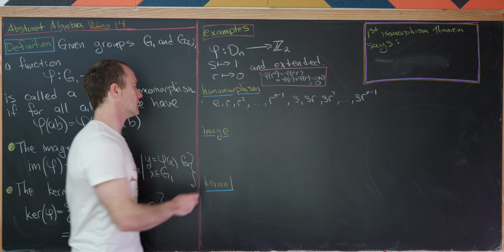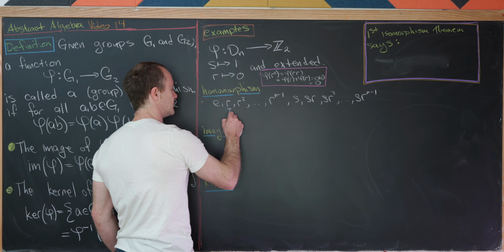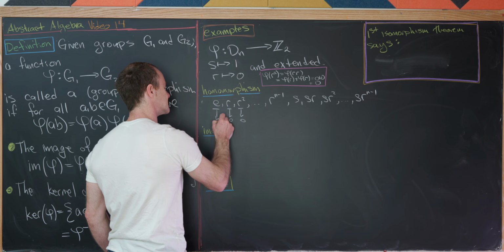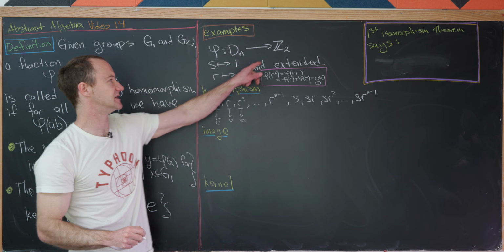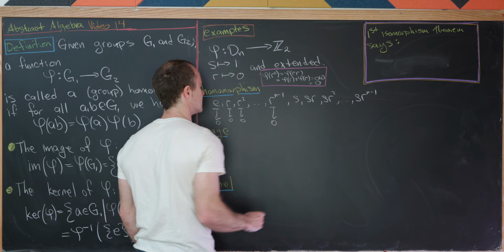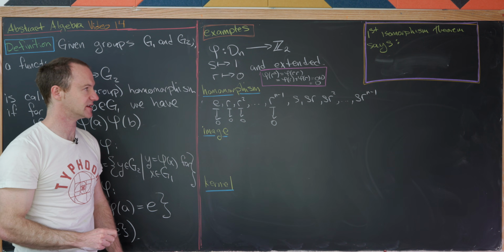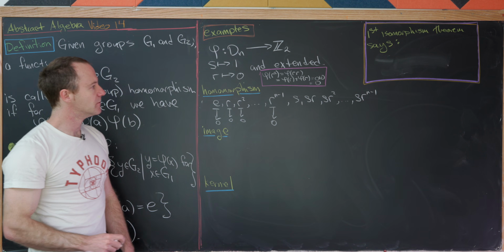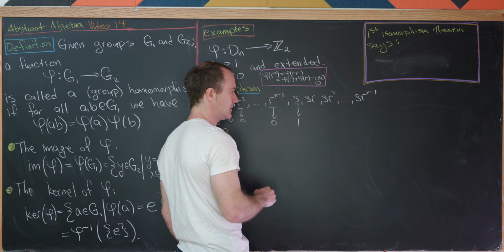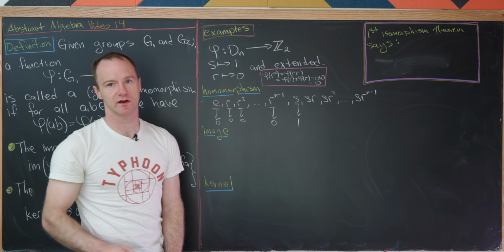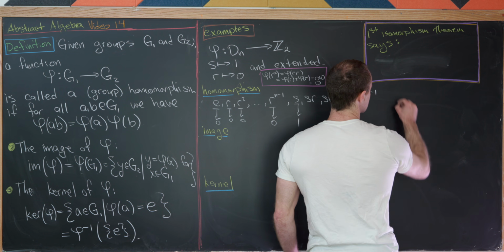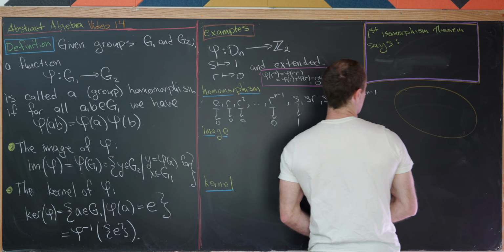Great. So that means that this r will be sent to 0. This r should be sent to 0. Well, the identity is sent to 0 because it has to be sent to the identity in the target group. And down here, this r to the n minus 1 must also be sent to 0. But then we've said that s must be sent to 1. What about sr, sr squared, and so on and so forth? Well, we could likewise do a calculation for that over here.